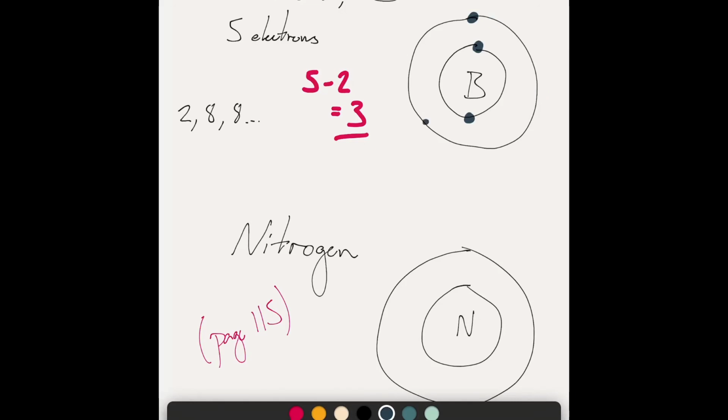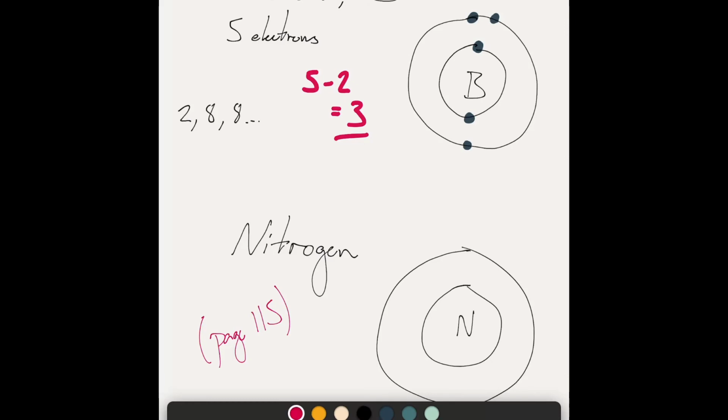You could have spread them out evenly. You could have drawn them like this. That would have been fine. But I just like to keep them in pairs, just so I can count them a bit easier. And then I'll just check at the end, do I have all 5 of them?